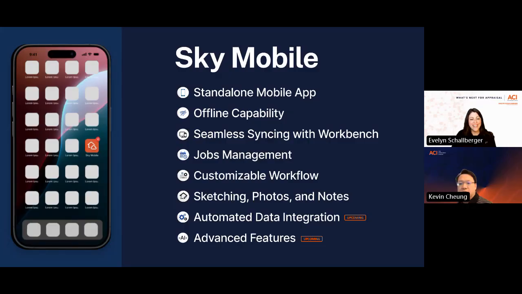To quickly recap what we shared previously, Sky Mobile is our standalone app built specifically for field data collection. The core pillars center around total reliability out in the field, meaning we have full offline capability, effortless background syncing with Workbench, and streamlined jobs management. It handles your entire inspection toolkit: sketching, photos, notes, and custom workflows. It will work with Apple and Android devices, including phones and tablets.